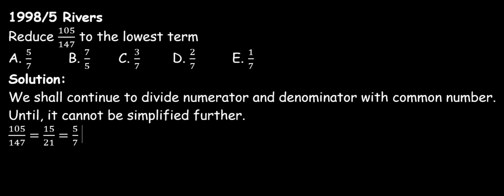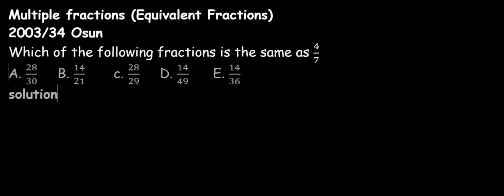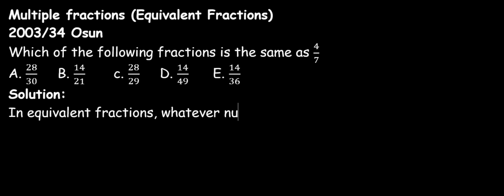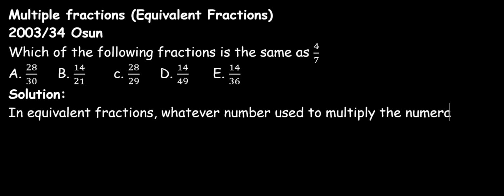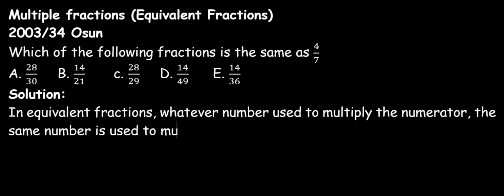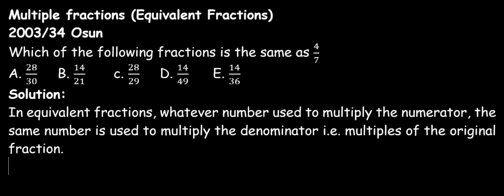Another terminology under fractions is multiple fractions or equivalent fractions. Let's take our first example. Which of the following fractions is the same as 4 over 7? The options are given. Solution. In equivalent fractions, whatever number is used to multiply the numerator, the same number is used to multiply the denominator. That is multiples of the original fraction. Thus, 4 over 7 is the same as 28 over 49. That is 4 over 7 times 7 over 7.